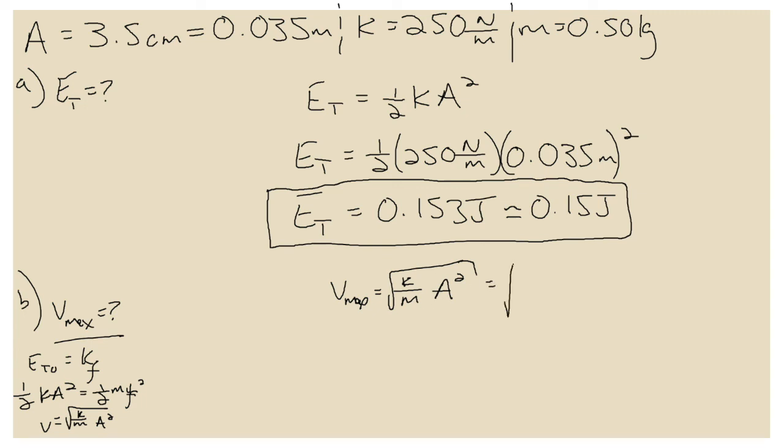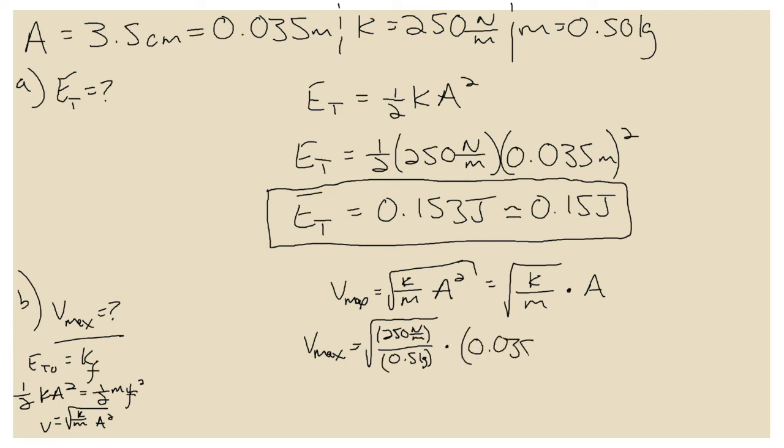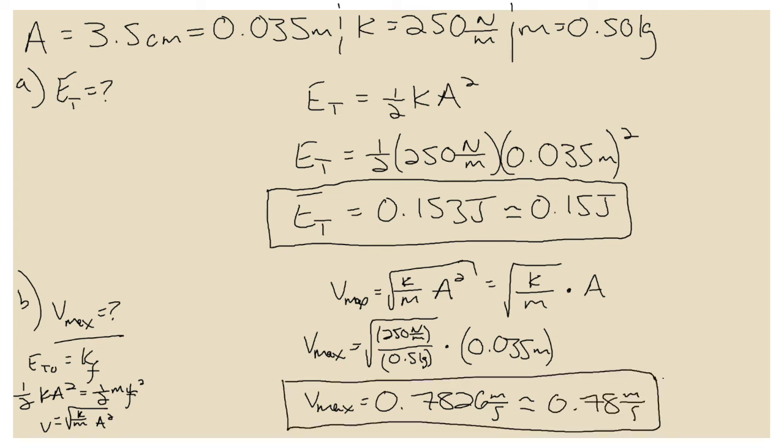It's just annoying to me. That at least is my personal opinion. So I'm going to take root K over m and just multiply it by A. And so I'm going to plug in here v max equals the square root of K, 250 newtons per meter, over the mass, which is 1/2 kilogram. I'm going to keep that all under the radical, and then I'm just going to multiply by the amplitude here, which is 0.035 meters. When you do that math, you end up here getting a number, 0.7826 meters per second, which we can say is approximately equal to 0.78 meters per second. And so that's it for part B.